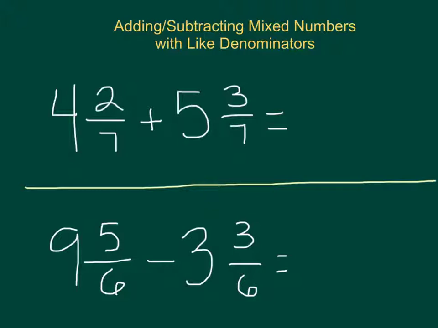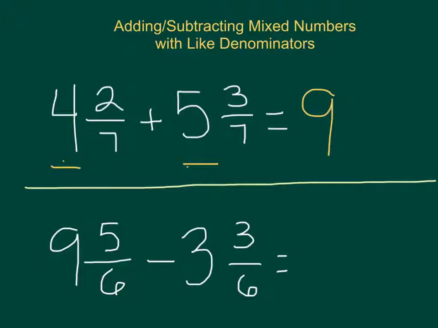Okay, so now I'm going to show you how to add and subtract mixed numbers with like denominators. Let's start with an addition problem. The first thing you're going to do is add your whole numbers. My whole numbers are 4 and 5. So 4 plus 5 is 9.